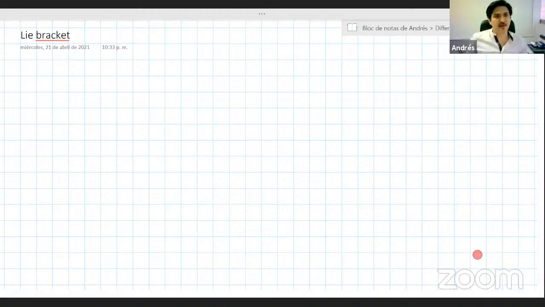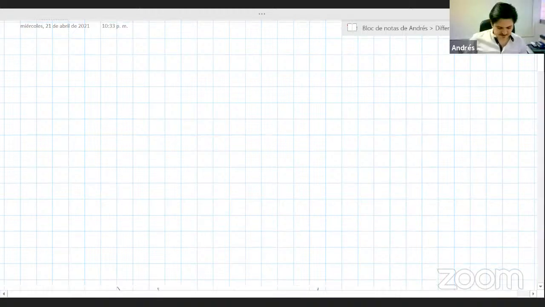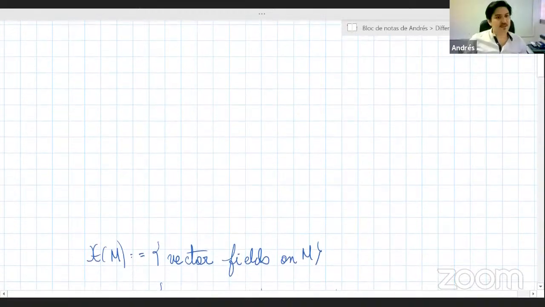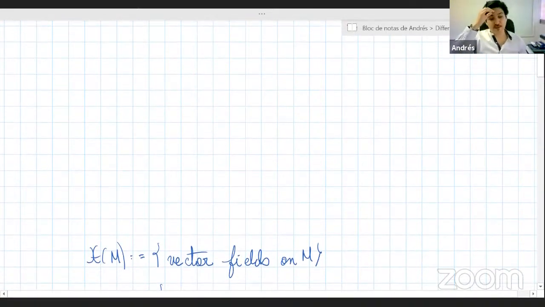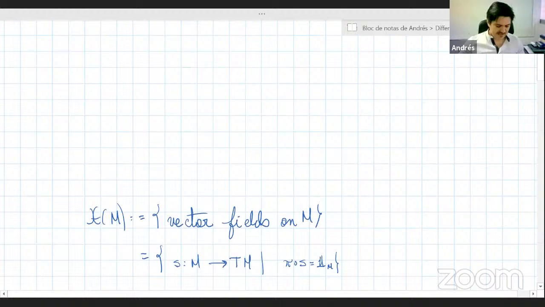Today we're going to define the Lie bracket. So what is this? We have a manifold N, and then remember that we have the collection of all the vector fields on N. We denote it like this. And I just decided to write it as sections. Remember that we have seen this particular vector bundle, the tangent bundle. So these are smooth sections of the tangent bundle.